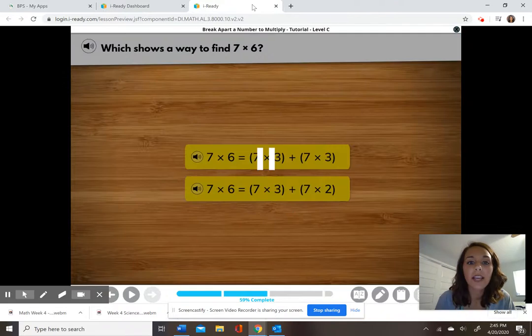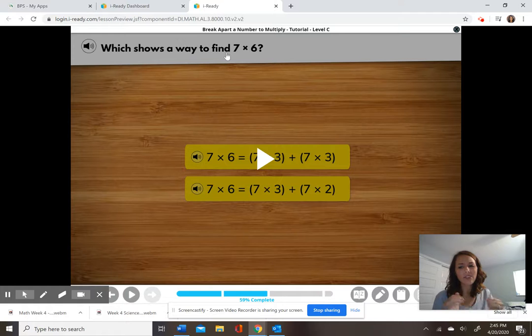The last thing I want to show you is similar to that one. Which one shows a way to find 7 times 6? I actually thought this was hard for the tutorial part. It's not even on the quiz. But in this case, it has 7 times 3 and 7 times 2, or 7 times 3 and 7 times 3. And I wanted to show you this one because it can be confusing if you let it be.